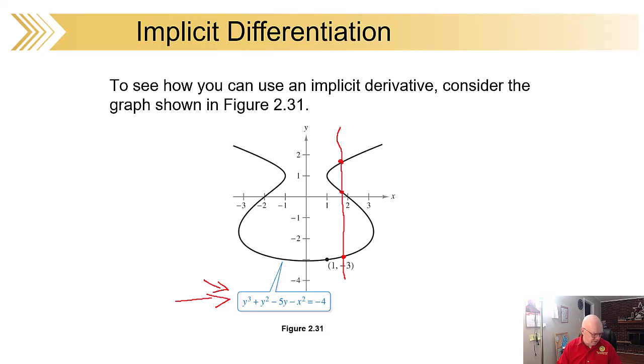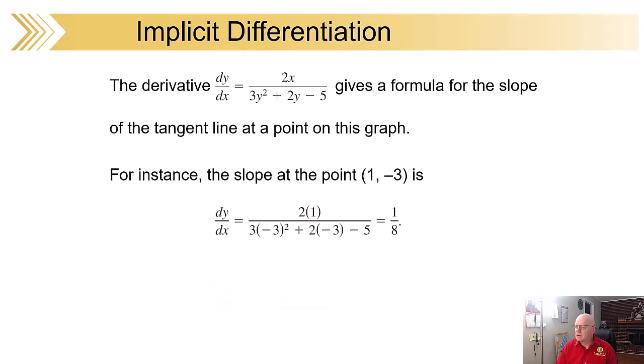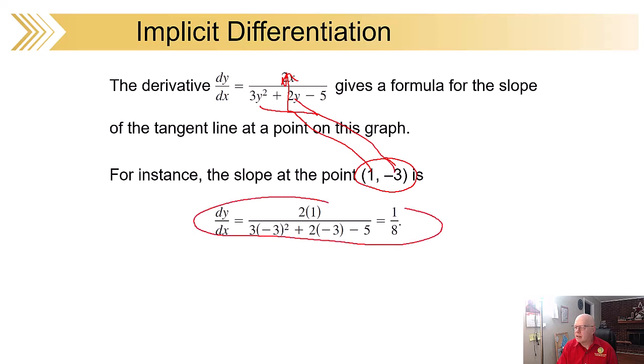How about this? All right. So if you want the slope at (1, negative 3), put the 1 in here where the x is, put the negative 3 in where the y's are, and just plug them in. Simplify, and there's your slope at the point (1, negative 3). Other points, probably different. At the point (1, negative 3), the slope is 1/8.